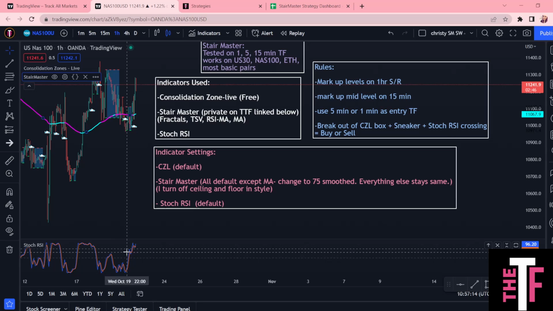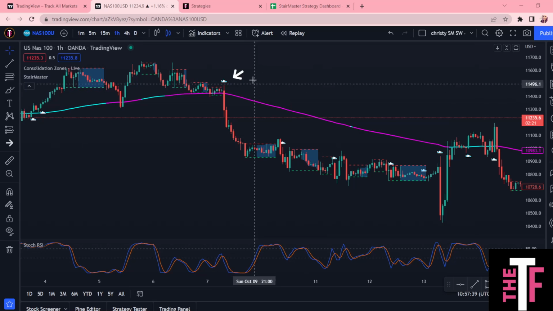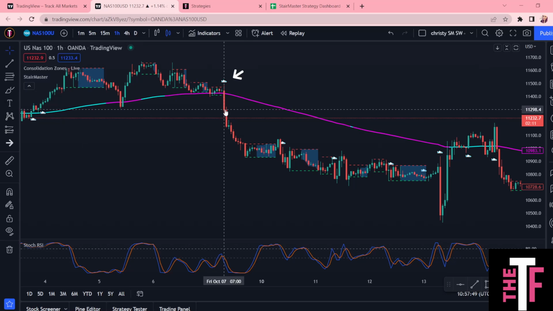I just care that it is crossing in the same direction as my sneaker. So I will show you guys now a little bit of examples of criteria. Okay, so first off, for reference, you can see my arrow pointing to the sneaker. That's a sneaker. If it is printing above it and it's obviously crossing down with a bearish candle, then that would mean you're looking for potential sell opportunities.